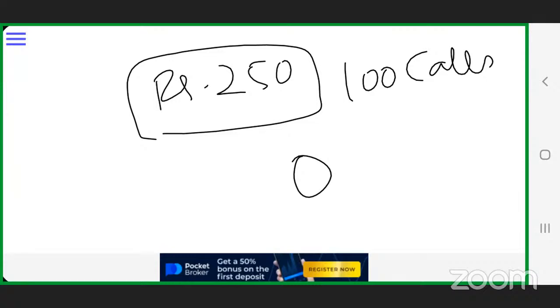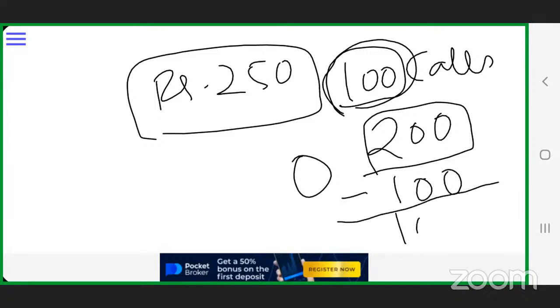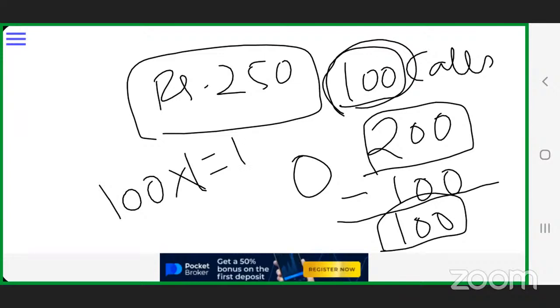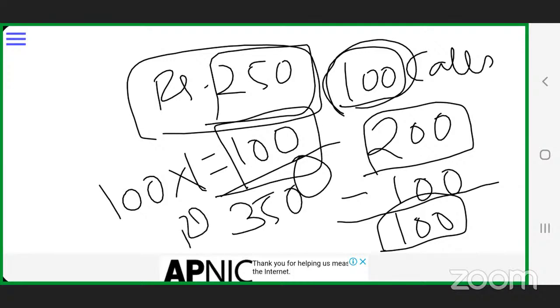Suppose in a particular month I have made 200 calls. 100 calls are free. So for how many calls will I be charged? Totally, I have made 200 calls. Out of that, 100 calls are free, so I am charged for 100 calls. For 100 calls, I have to pay 1 rupee each, so I am charged 100 rupees. So how much telephone bill do I have to pay? 250 fixed component plus 100 variable component. So this is an example of the semi-variable cost.